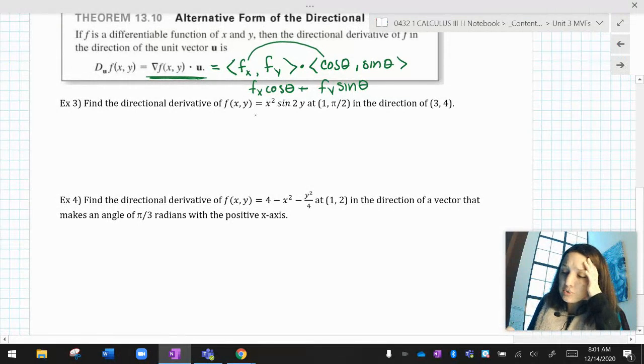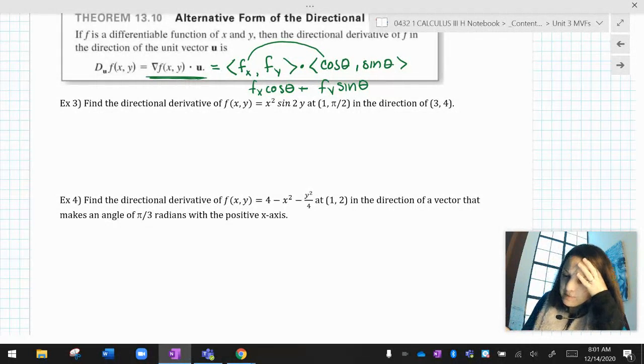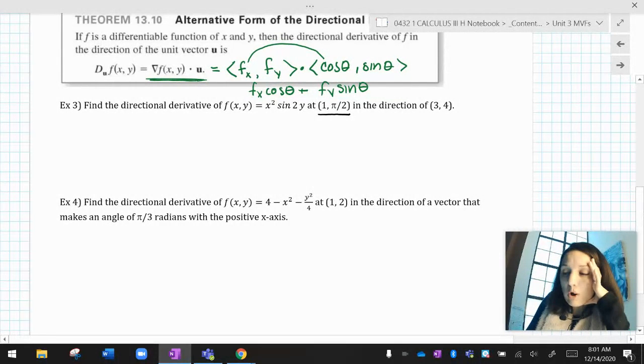All right, so let me show you how they each work, because honestly, they're not that difficult. Find the directional derivative of this at the point (1, pi over 2) in the direction of the point (3, 4). Okay, well, wait, what does that mean? It means I'm standing at the point (1, pi over 2), and this is like my original location, and I want to walk toward the point (3, 4).